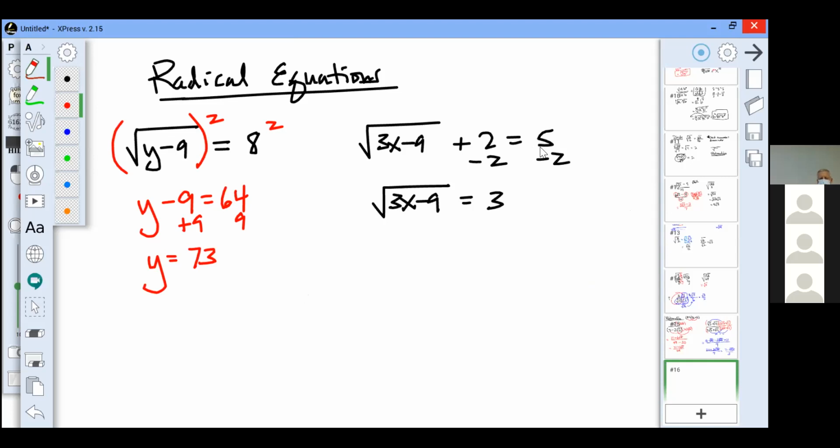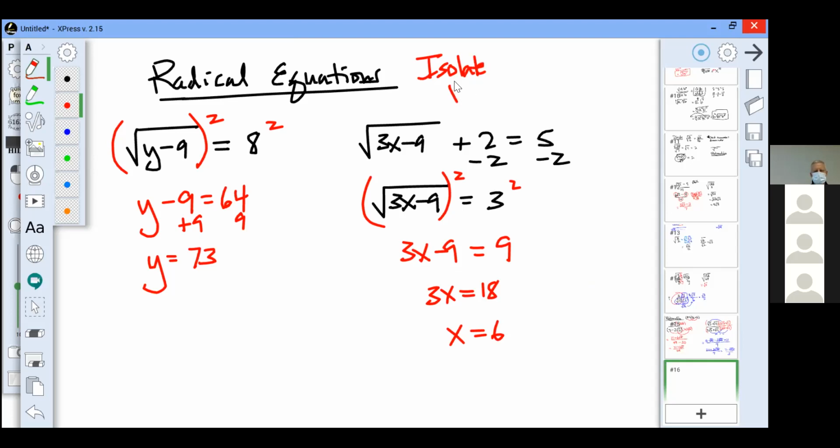Got rid of the 2, square both sides to get rid of the radical, and now just solve. Add 9, divide by 3. So always isolate your radical, then square.